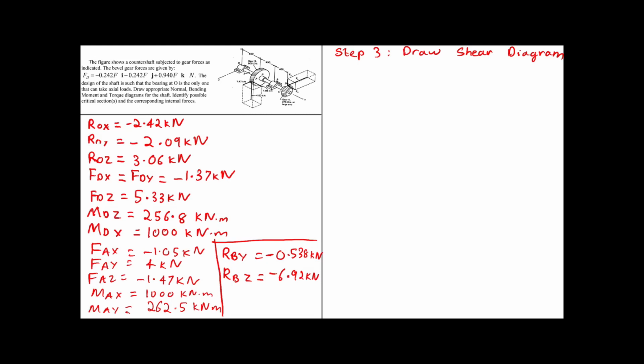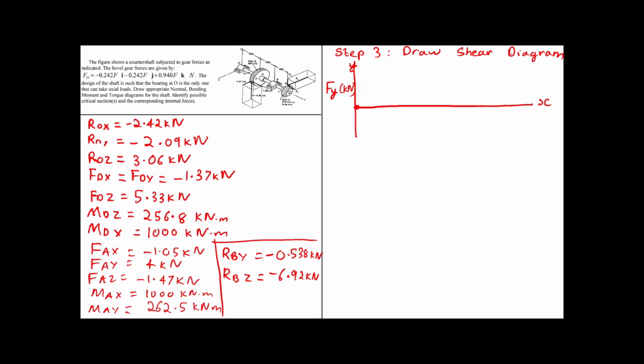So let's start by drawing, let's say, the force in the y-axis first. So let's draw the shaft as a straight line as usual. Mark the axis as x and y. Since we are going to draw the force in y, I'll just put it as Fy, and the units are in kilonewtons.